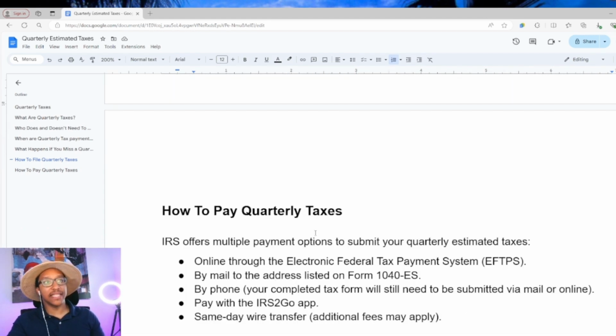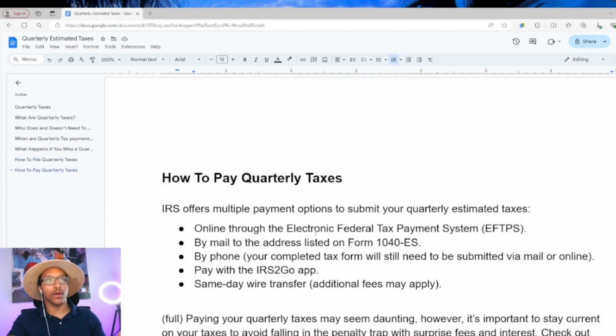Now, to pay your quarterly taxes, there's multiple payment options you can use to submit the taxes. You can do it online through the federal tax payment system. You can do it by mail. If you do it by mail, I recommend you send certified mail so you can get confirmation that it reached its destination. You also can pay the taxes by phone. However, you still would need to submit a form because over the phone, you only can give your banking information to pay the bill. You can pay with the IRS app, IRS To Go, or you can pay by wire transfer.